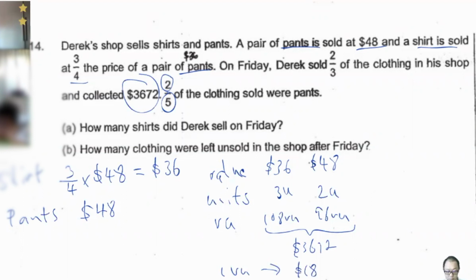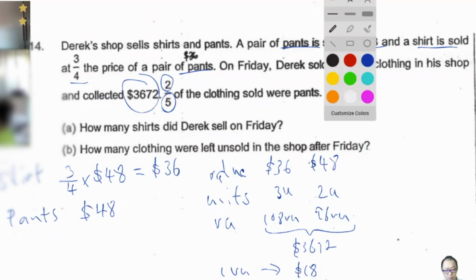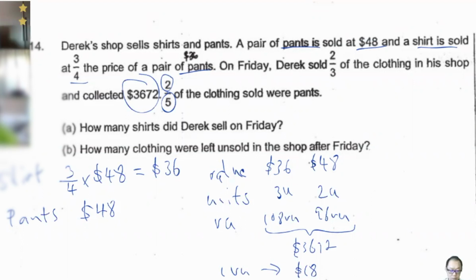Now, if 1 VU is $18, how much is 108 times 18? 1944. Okay, not enough space. And over here, 6 times 18 is 108, and 96 times 18 is 1728. So that's the value of shirts and pants.